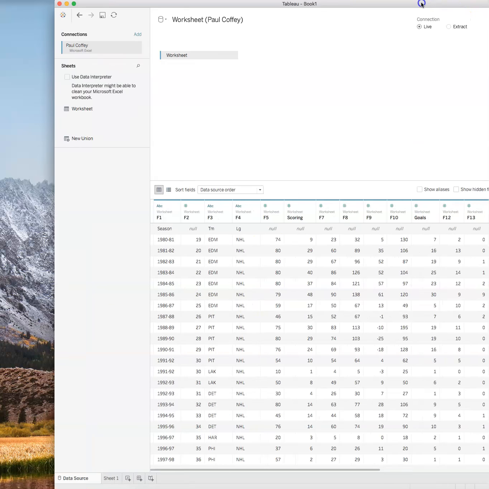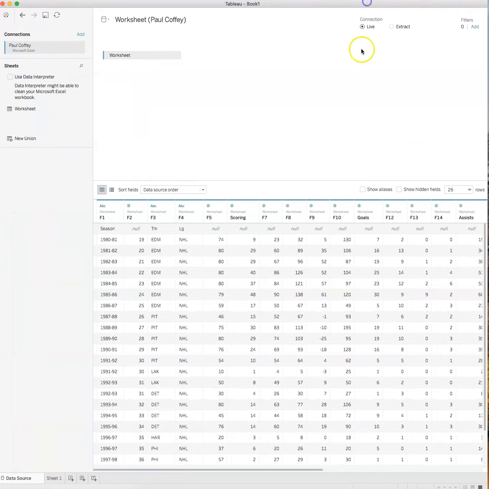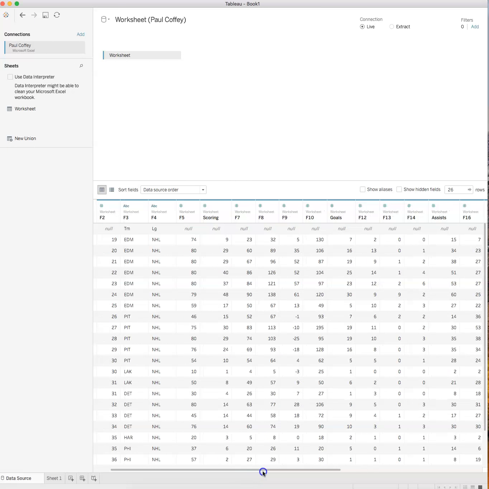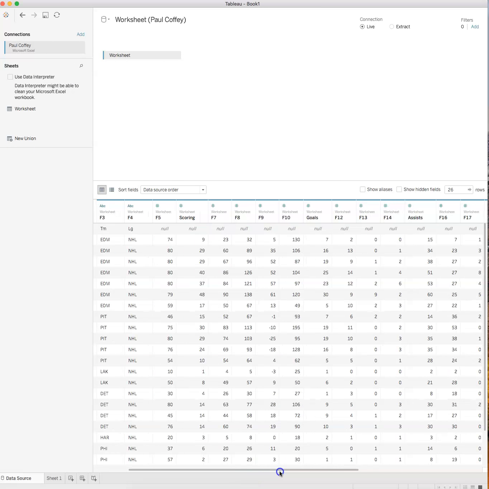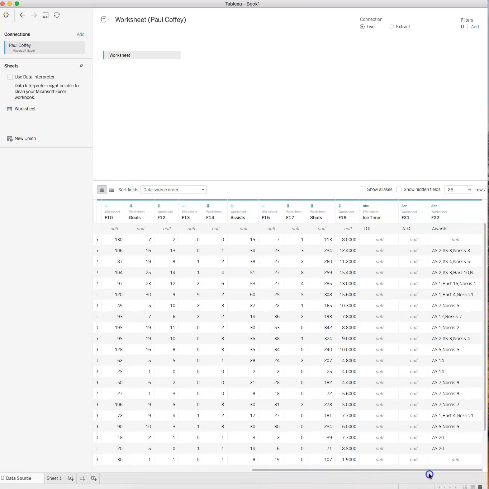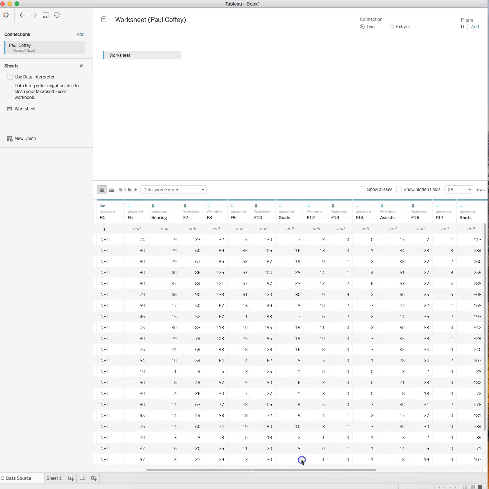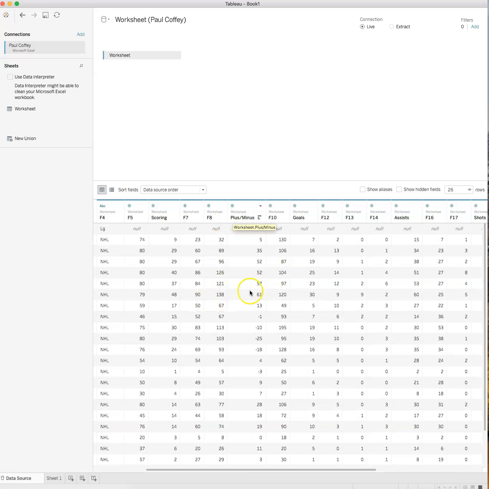And we can find the plus minus in the columns listed here. And it's right here in F9. So we're just going to relabel this plus slash minus.